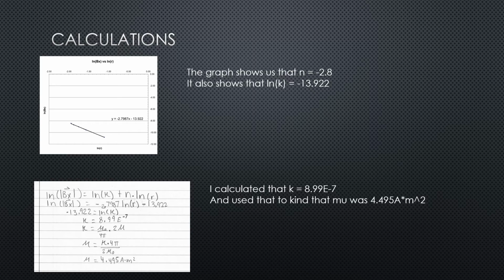And from there I set up that equation I talked about earlier, K equals mu naught over 4 pi times 2 mu, and solved for mu in that and found that mu was equal to 4.495.